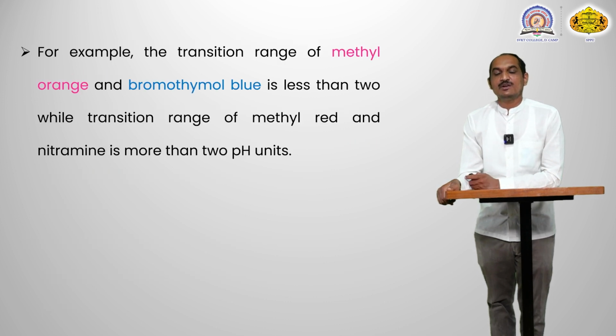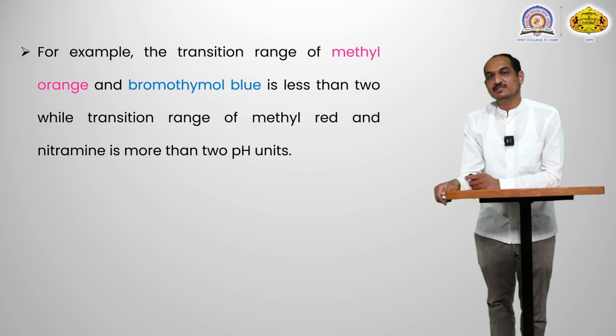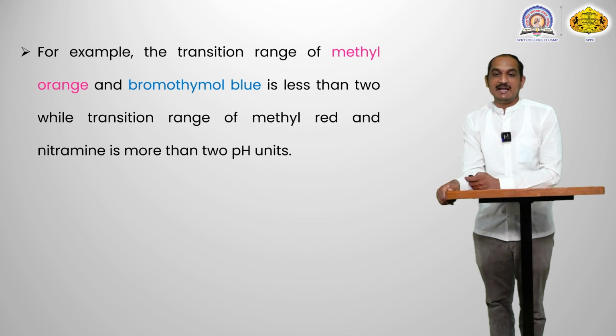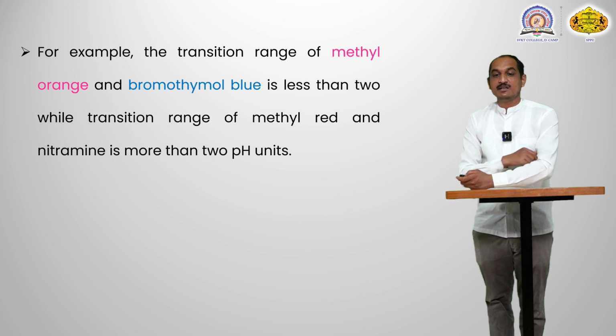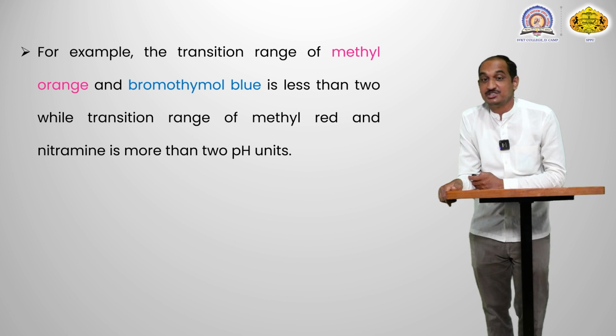For example, consider the transition range of methyl orange and bromothymol blue, these are the names of indicators. We say that the transition range of these indicators is less than 2 pH units, while the transition range of methyl red and nitramine is more than 2 pH units. These are the examples of indicators with a transition range less than 2 pH units and more than 2 pH units.